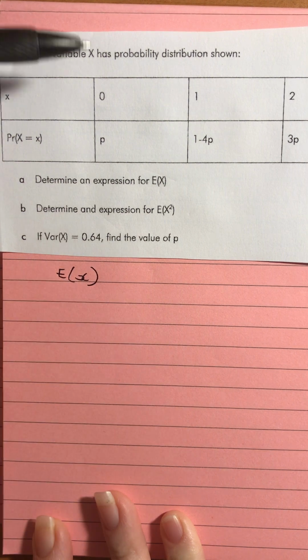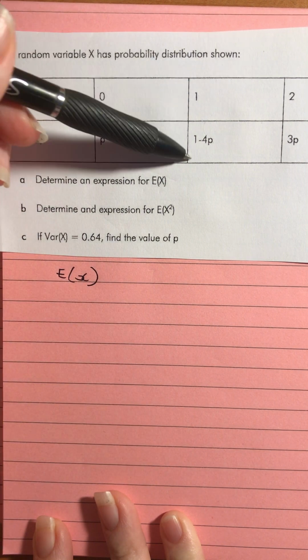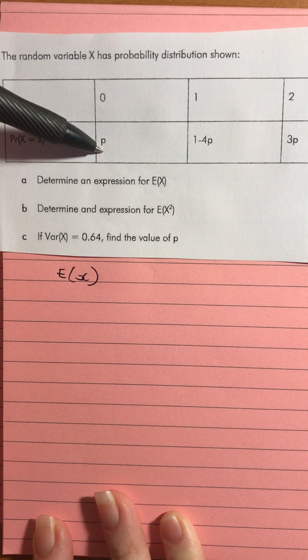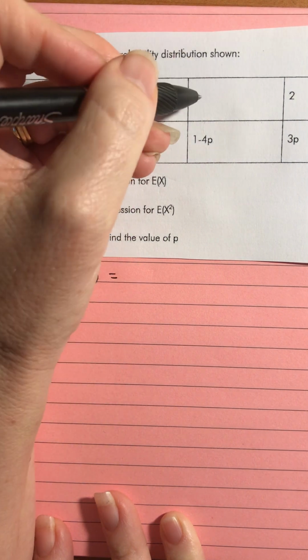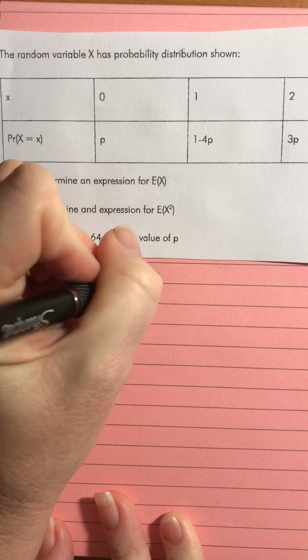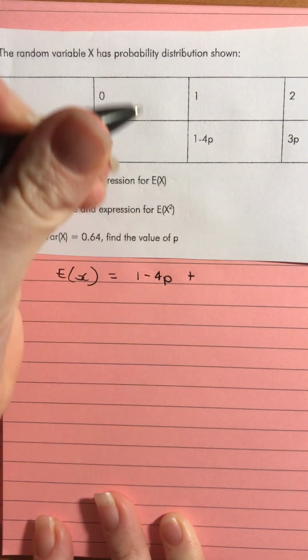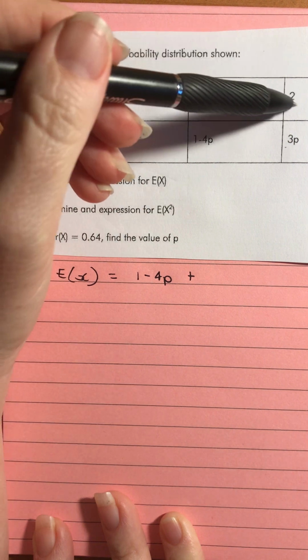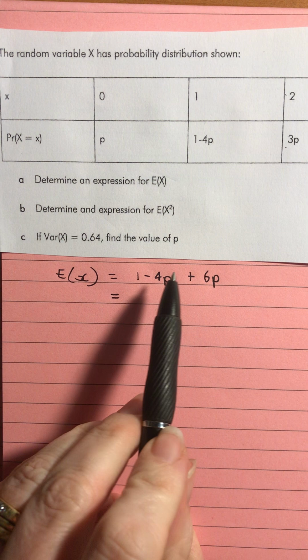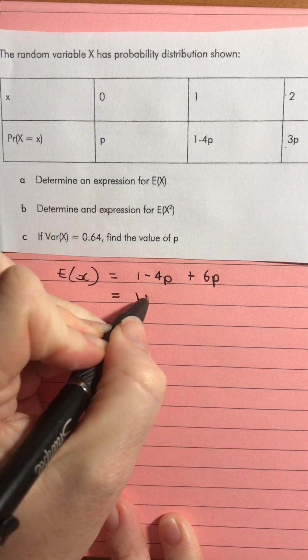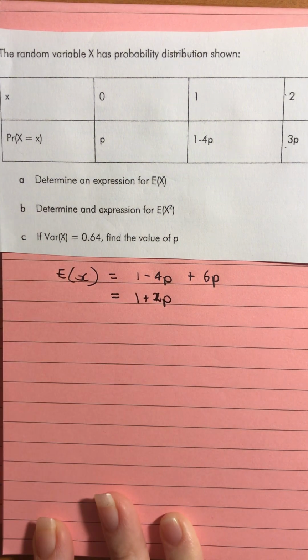So we know that when we do E(X), we multiply each of these out. So 0 times p is just going to be 0, so I'm not going to include that in what I'm writing. So I've got 1 times (1 minus 4p), and then I'll be adding to that 2 times 3p. Now 2 times 3p is 6p. So I've got 1 take away 4p plus 6p, which means I've got 1 plus 2p there.